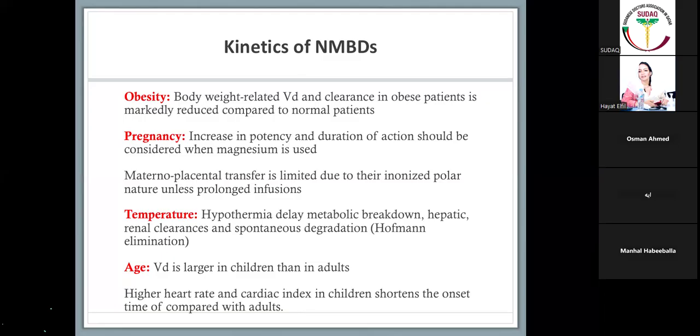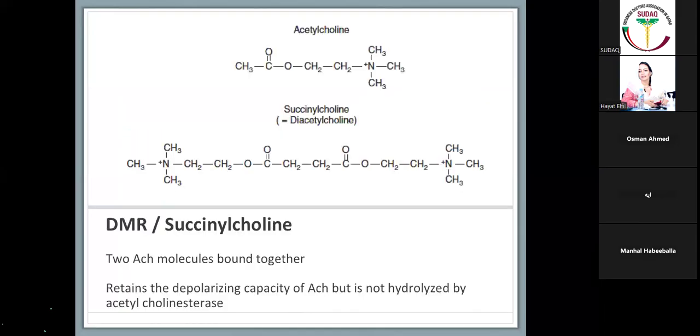So we will talk a little bit about succinylcholine, which is the only depolarizing muscle relaxant available. Despite the use of succinylcholine having reduced largely recently, it is still there. And it is used in some situations despite the replacement by rocuronium.